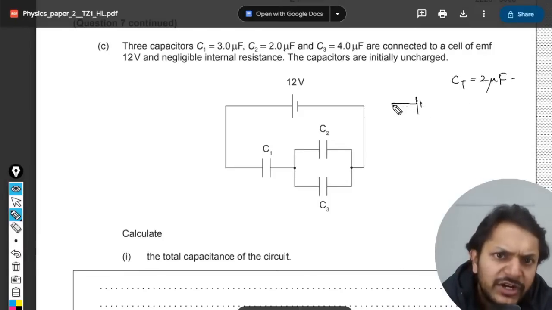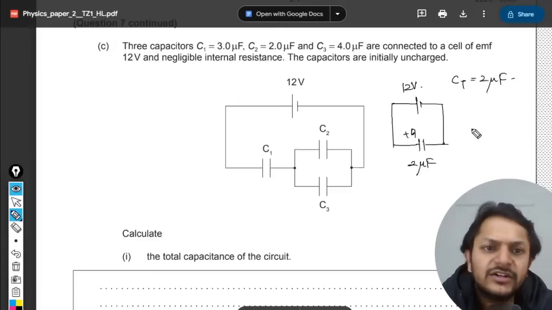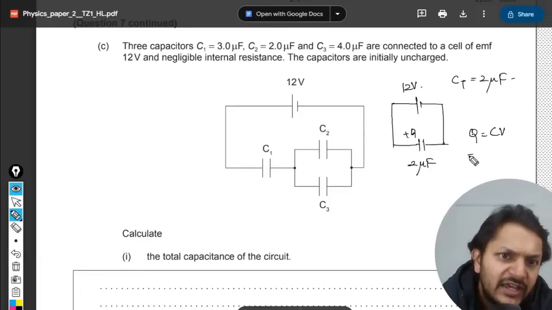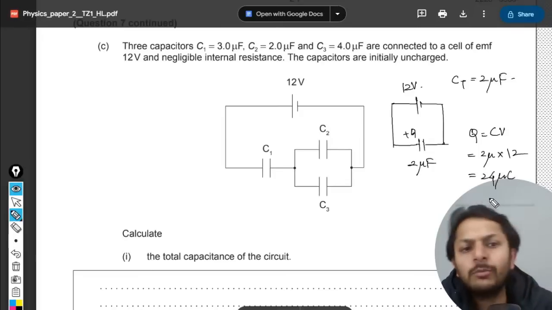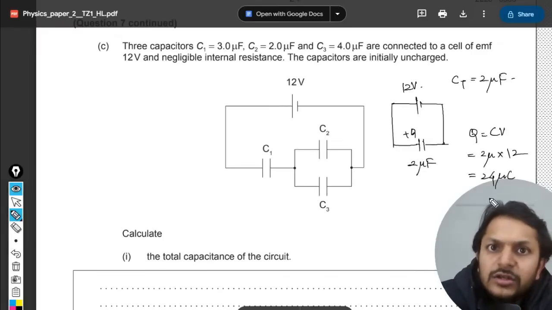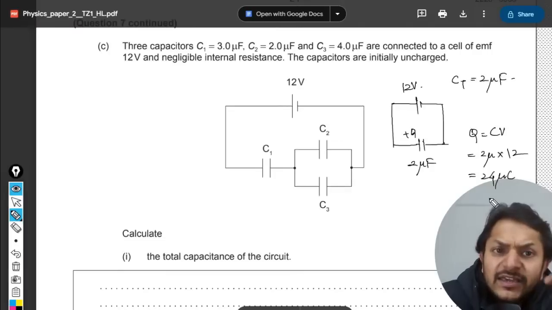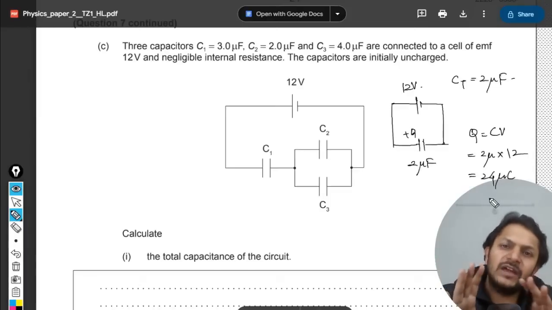So our system reduces to only this. From this system, we will find the total charge that is on this total capacitor. So Q is equal to CV. So 2 micro multiplied by 12. So it becomes 24 microcoulomb. So 24 microcoulomb is actually, I will not say that this is the total charge which is on the capacitors, but this is the total charge which is given out by the battery. This is a bit confusing, I would say.